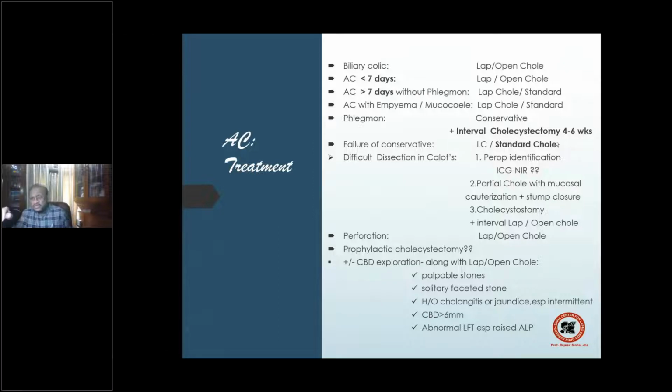So you can do a cholecystostomy. That means you open the gallbladder and attach it to the parietal peritoneum and connect it to the exterior. So now you have a percutaneous tube going directly into the gallbladder from the exterior, and you have already drained the stone and the pus.